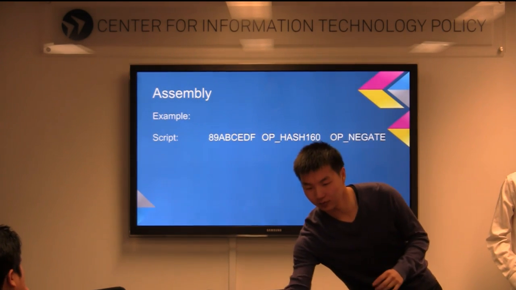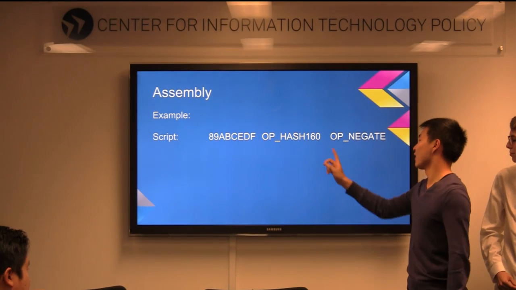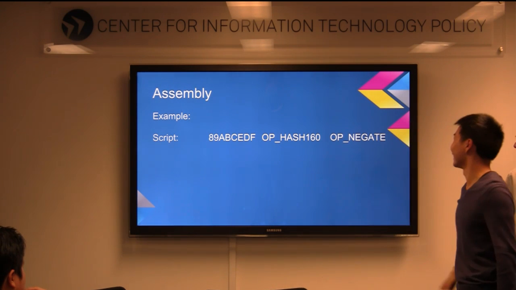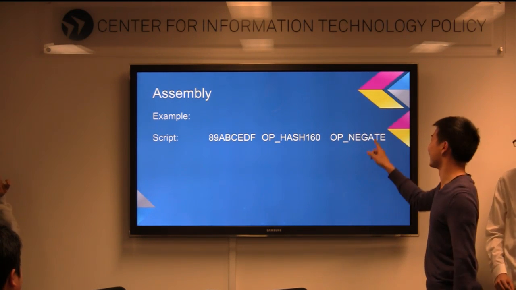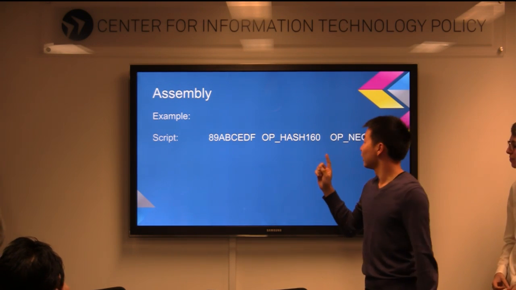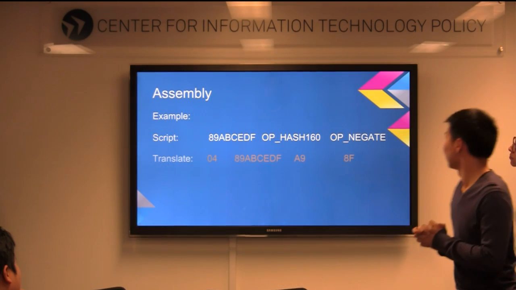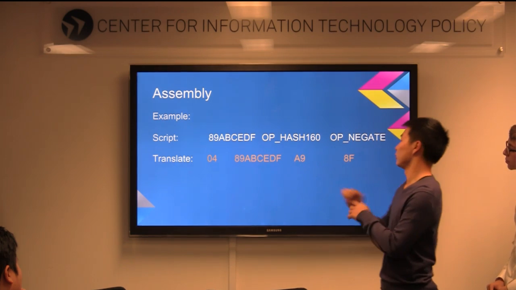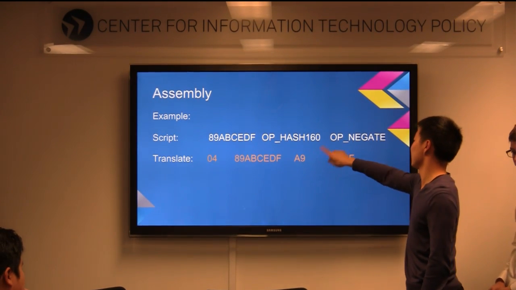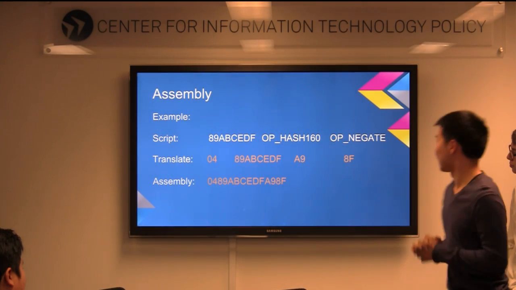So for our JavaScript code, when it sees a script like 89ABCDEF, and then op hash 160, op negate, it first parses it into a series of tokens, so 3 different tokens, and then tries to see if each one is an opcode. For the first one, since it's a constant and it has 4 bytes, we just convert this into 04 and then the constant itself. And then hash 160 is A9, negate is 8F. And then you just combine everything together, and that's the assembly.